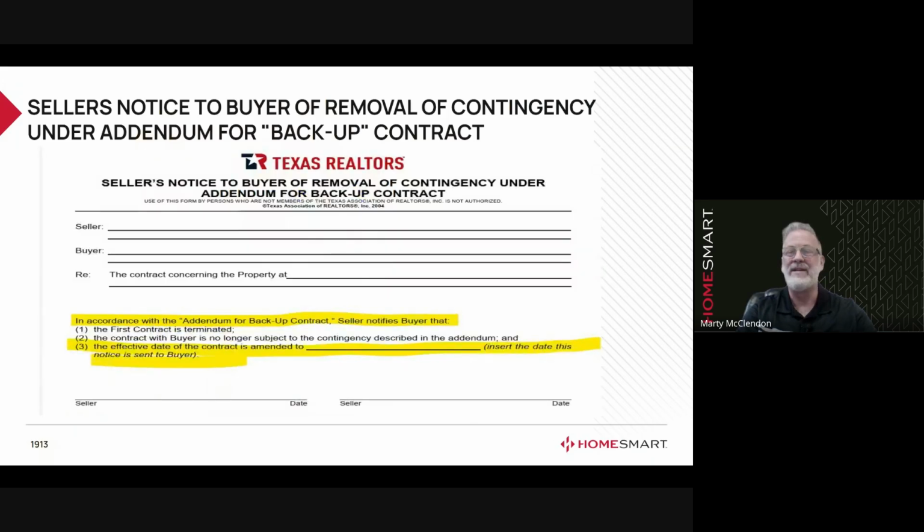And then once the seller gets a response from the first buyer on their choice, the seller turns around, as Raul said, and gives notice to the second buyer, either that they're in the first position, or there's no longer a contingency. There's no way to bump the first buyer. Pretty much the second buyer is gone. Okay, and it's communication.